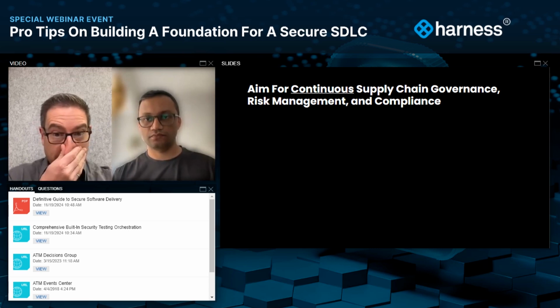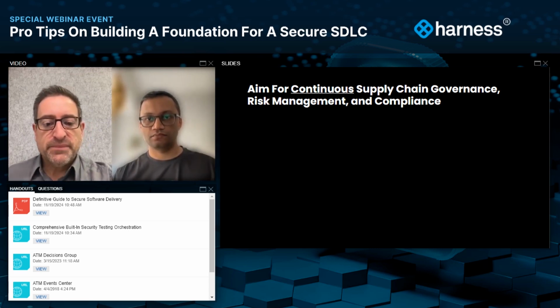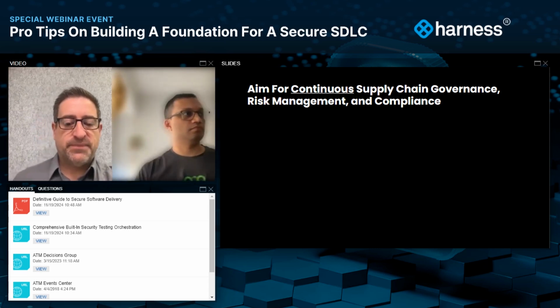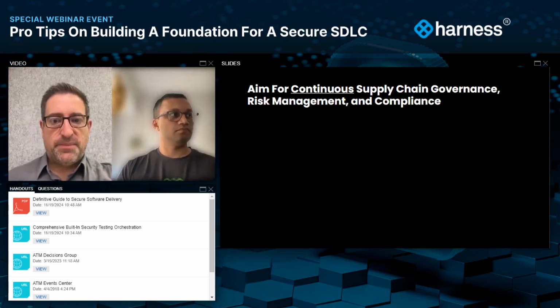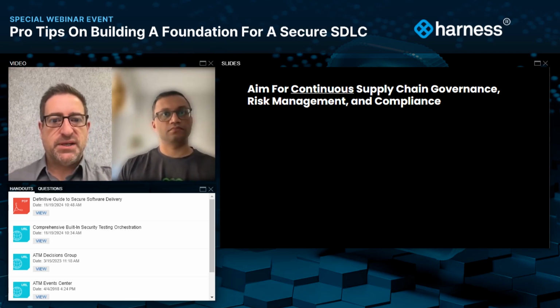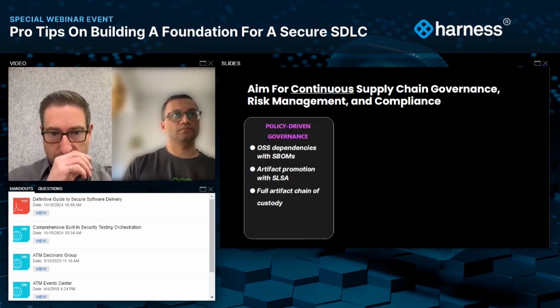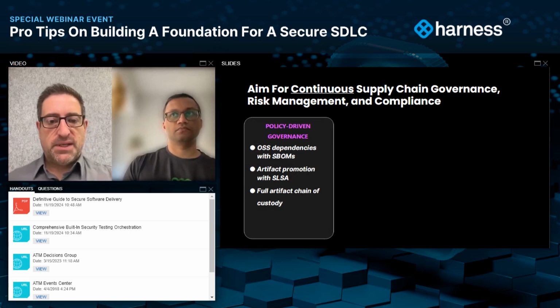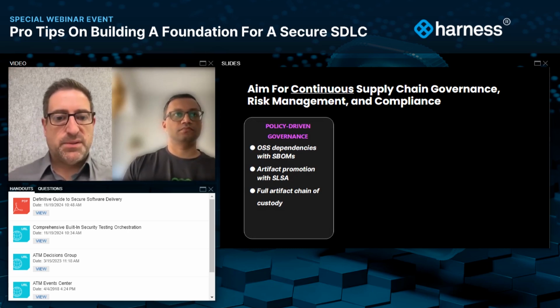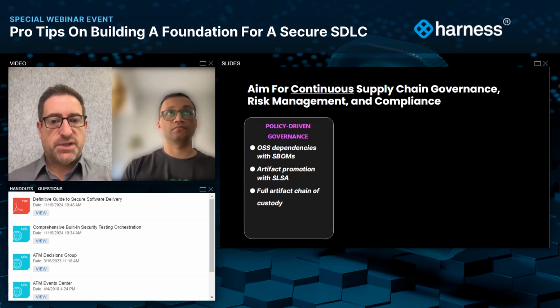So the goal here, as I mentioned, with the two OWASP risk frameworks, and there are several others, there's CIS, there's NIST, the whole focus of achieving continuous supply chain governance, risk management, and compliance is critical for the supply chain. And so, as you're working with a security focus and compliance focus, you want to be able to establish governance of your software supply chain.